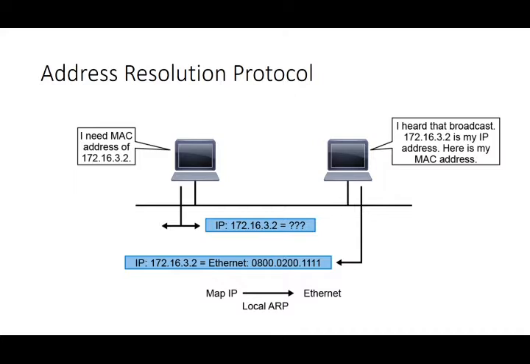Once ARP has done its job and created the mapping, we are going to keep it in an ARP table. That ARP table is just a table of local bindings, and we can see that by issuing the arp -a command, and that command works on both Windows and Linux devices. So let's take a look at an example.